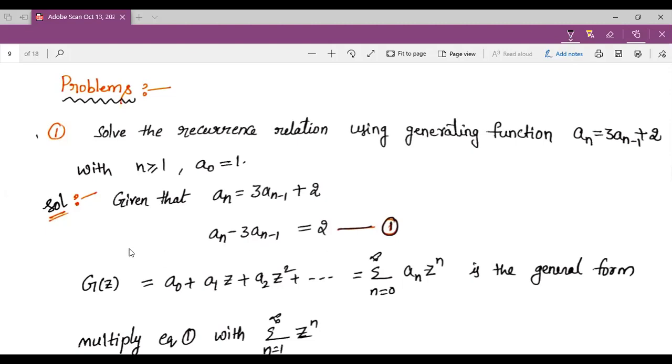The degree of this recurrence relation is, what is the degree? 1. Okay. The degree of this recurrence relation is 1. So how to find the degree? It is the difference of the greatest subscript minus the lowest subscript. So it gives the degree of the given recurrence relation. So the given recurrence relation has degree 1.